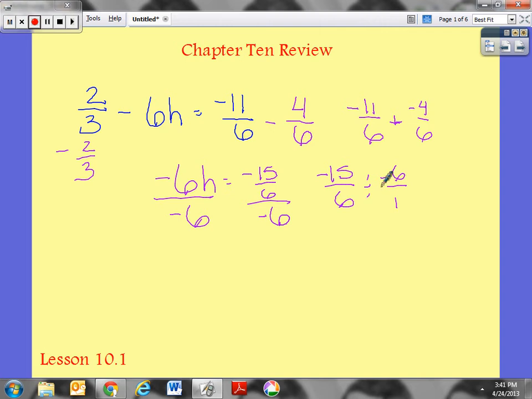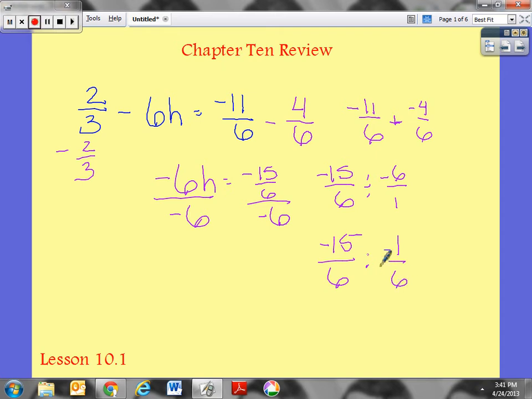But remember, I'm going to take the reciprocal of that. So that's negative 15/6 times negative 1/6. I have a negative times a negative, and that will give me a positive.